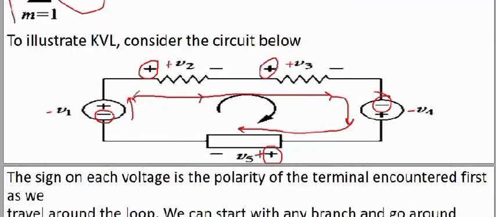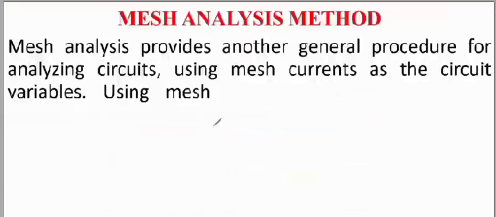if current moves from what? The negative to the positive terminal, you have what? A voltage rise, okay? So here you have a voltage rise, here you also have what? A voltage rise. But if your current moves from the positive to the negative terminal, you have a voltage drop. So here we have what? A voltage drop, and here we also have a voltage drop, okay? So let's now look at mesh analysis.